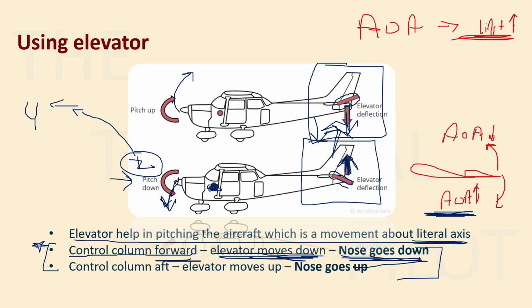All right. And whenever you move the control column aft, which is backwards, if you're pulling it towards you, then the elevator will move upwards and the nose will also go up. So the nose goes in the direction of your elevator movement. You can remember it like that.